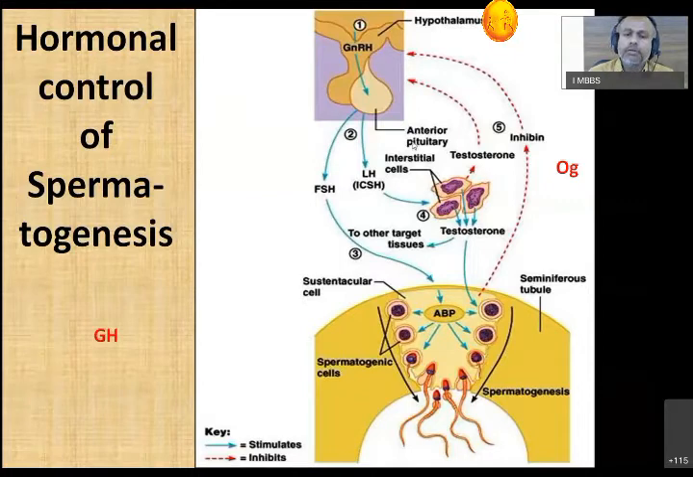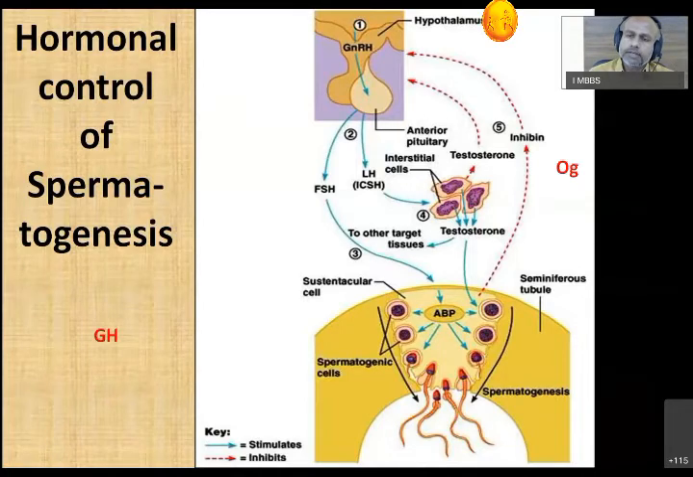Hormonal control of spermatogenesis. The hypothalamus is the master of this master gland, that is the pituitary gland. Your voice is cracking. Yes, voice is cracking. Is it okay now? Yes, sir, yes.